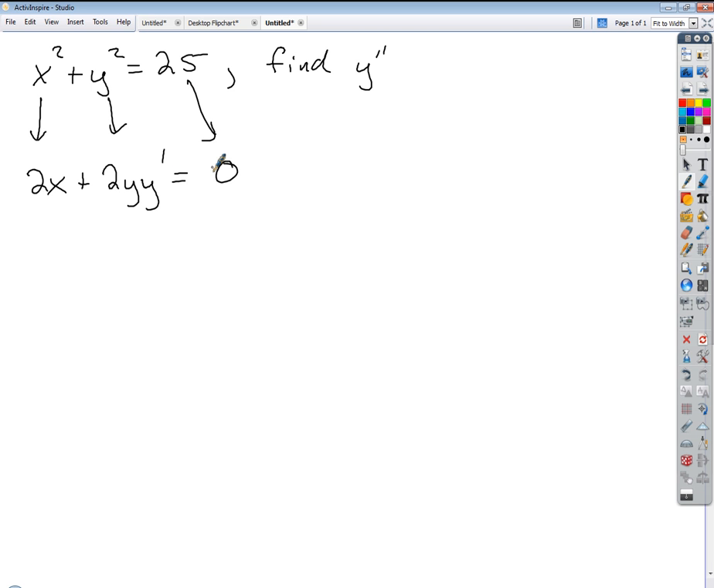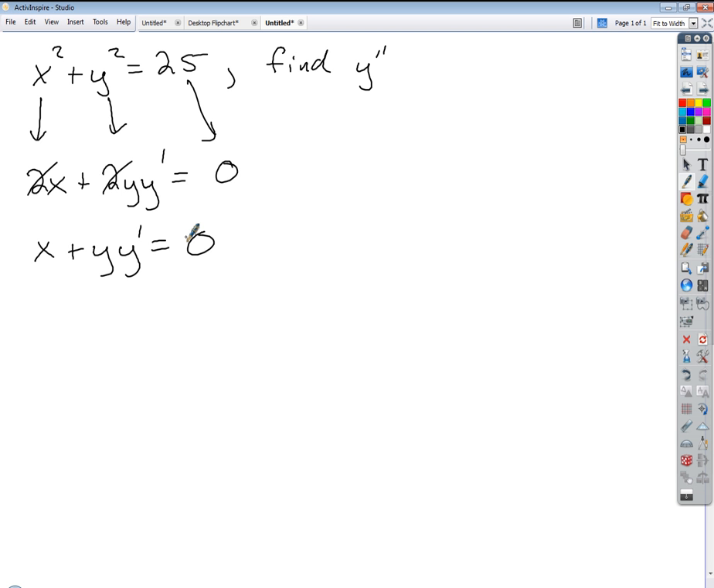Okay, so what could we do to simplify here? We could divide both sides by 2 and cancel that out. So we're left with x plus y prime equals 0. Now we've got a choice, and I'm not sure that either option here is clearly better than the other. We've got to find y double prime. So what's something that we could do?